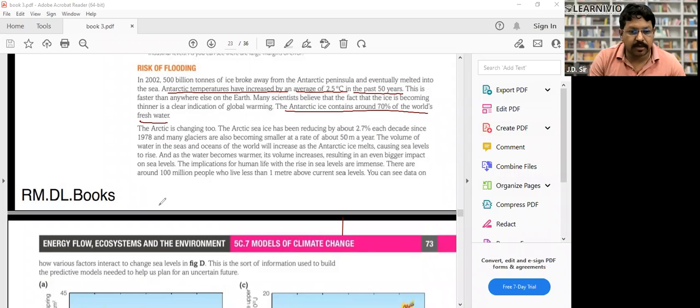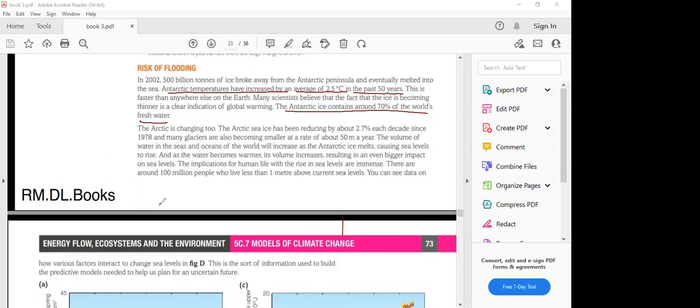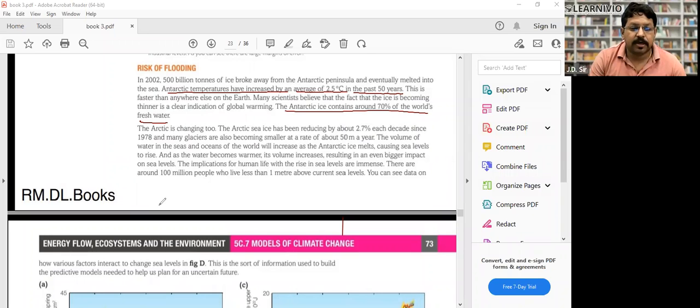So the Arctic is changing too. The Arctic Sea ice has been reducing by about 2.7% each decade since 1978. So that is also reducing every 10 years. Many glaciers are also becoming smaller at the rate of 50 meters a year.